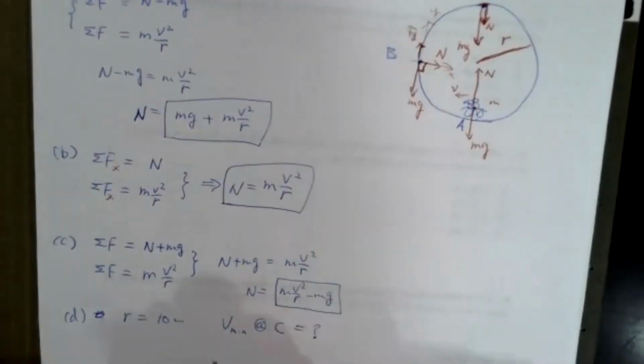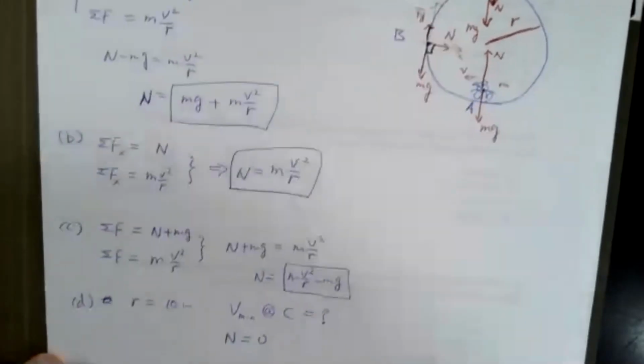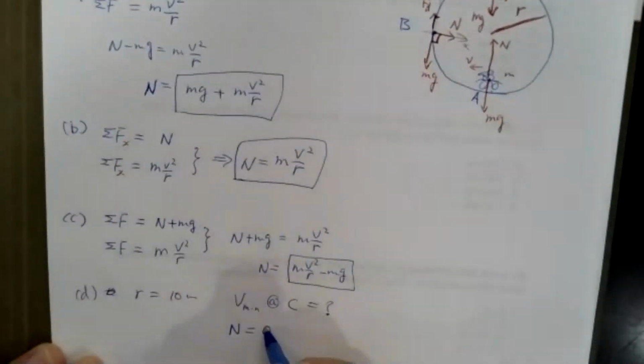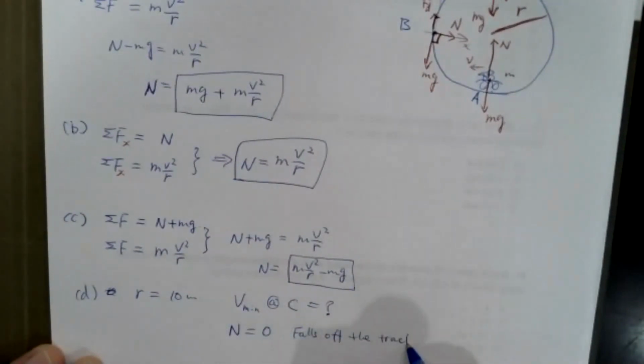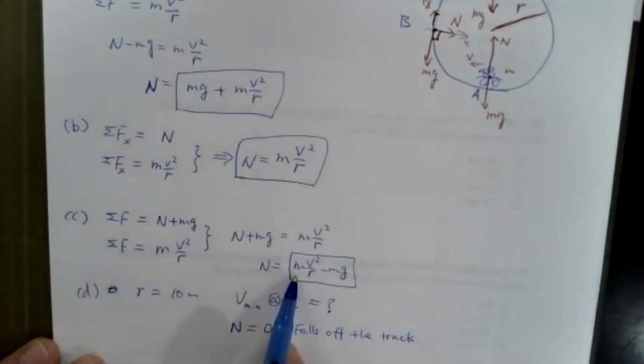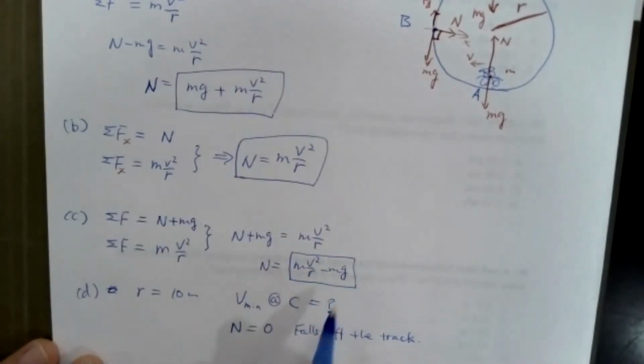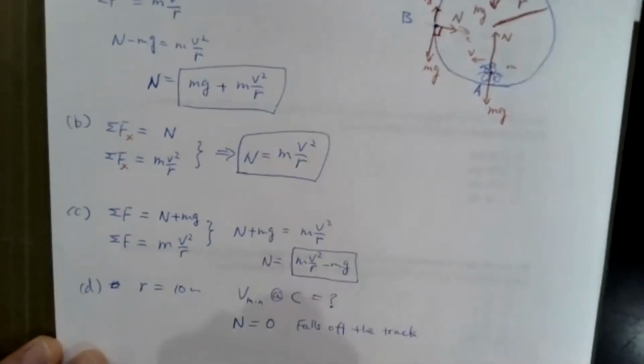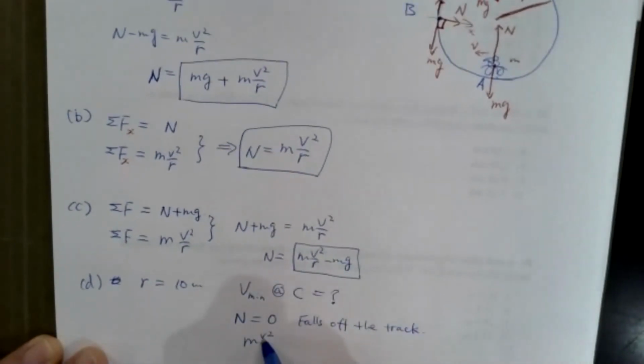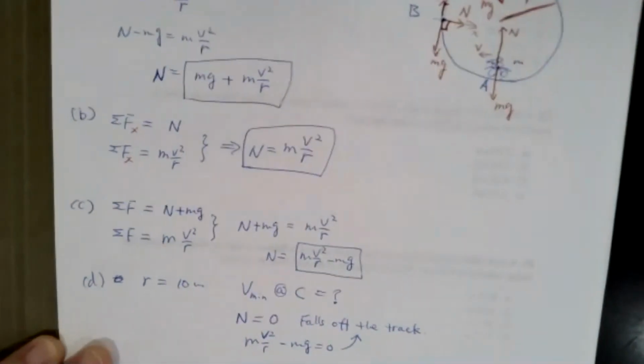So then you can set up that N equals 0, so then it falls off. So in the previous part here, you see N is equal to mv squared over r minus mg. So that means when mv squared over r minus mg equals 0, then it falls off the track, okay?